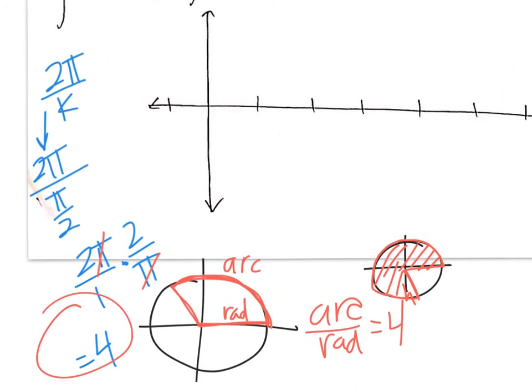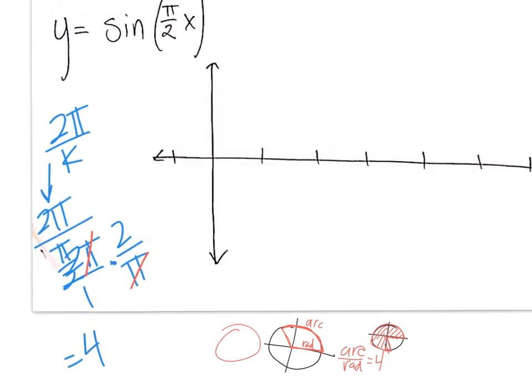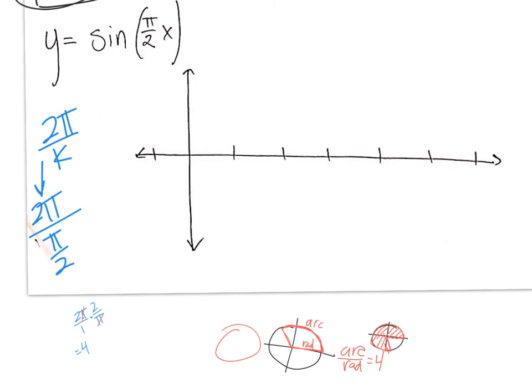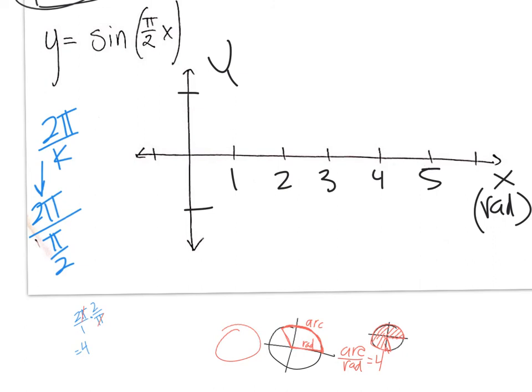As far as our graph is concerned, this is pretty easy. Watch this. 1, 2, 3, 4. And we know this is x, this is y. And these are radians. And this is, what are we talking about? The sine graph. So sine starts in the middle and goes up. So middle, up, middle, down, middle. Piece of cake. Middle, up, middle, down, middle.